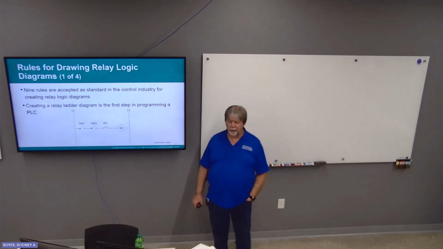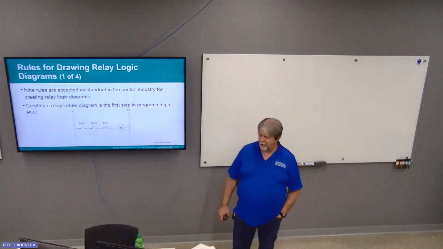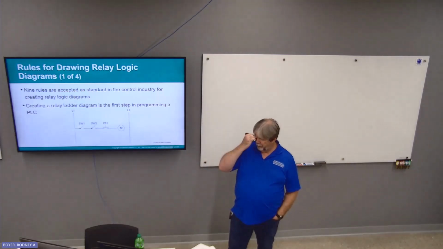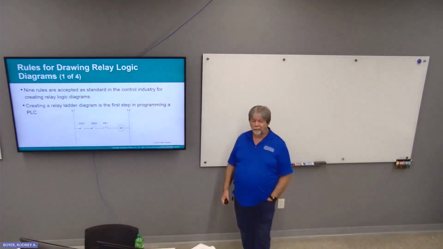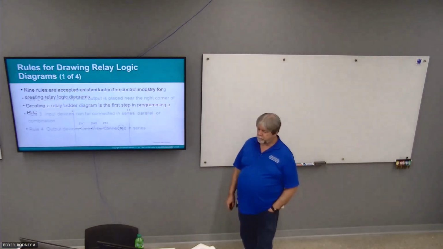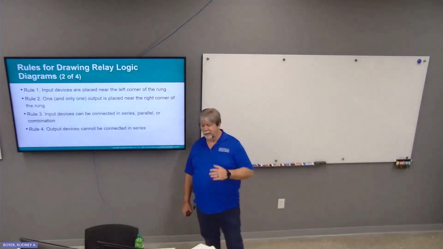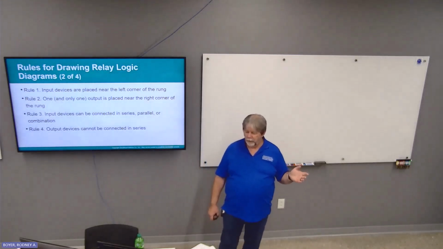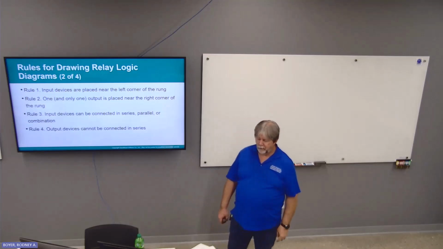Rules for drawing relay logic diagrams. There are 9 rules that are accepted as standard in the control industry. I said earlier, creating a relay diagram is the first step in programming a PLC. You have to know how the machine is supposed to operate before you can program it to operate that way. Okay. Rule number 1, input devices are placed near the left into the rung. Rule number 2, one and only one output is placed on the right side of the rung.